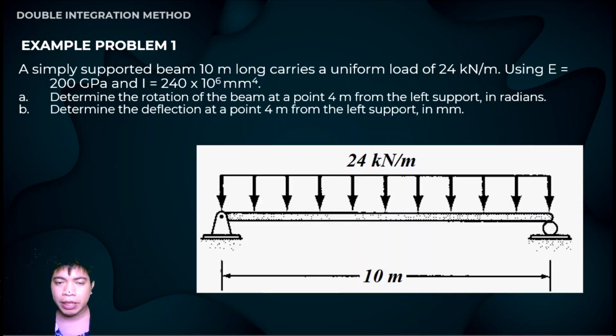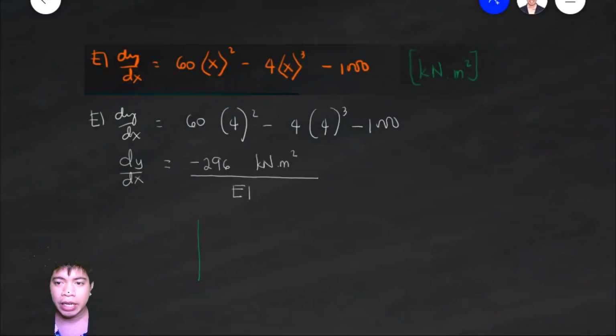Okay. So, i-solve muna natin guys si EI. Sabi dito sa problem, yung E daw is 200 gigapascal and yung I is 240 times 10 to the 6 millimeters to the 4th. So, yun yung ating mga values ng E at saka I. I-multiply natin lang sila guys and then makukuha na natin yung EI.